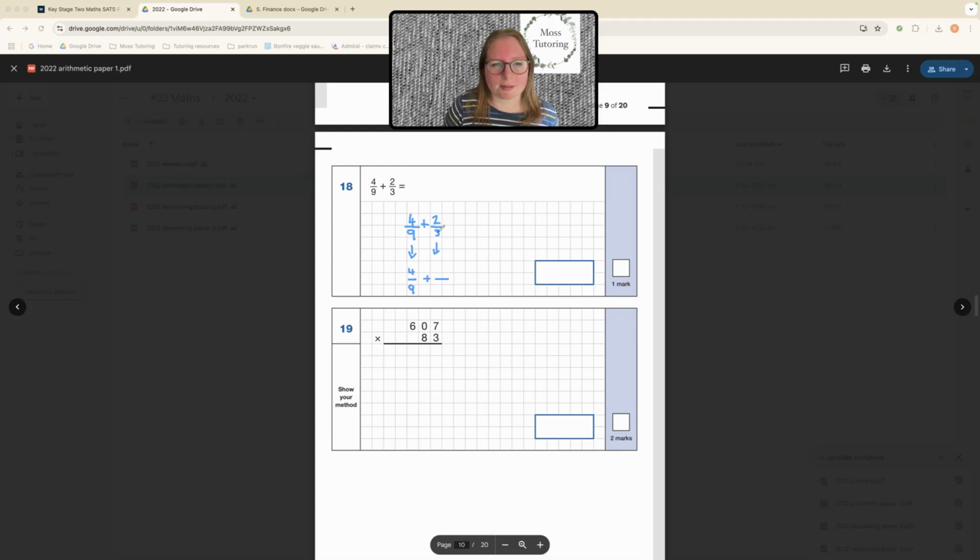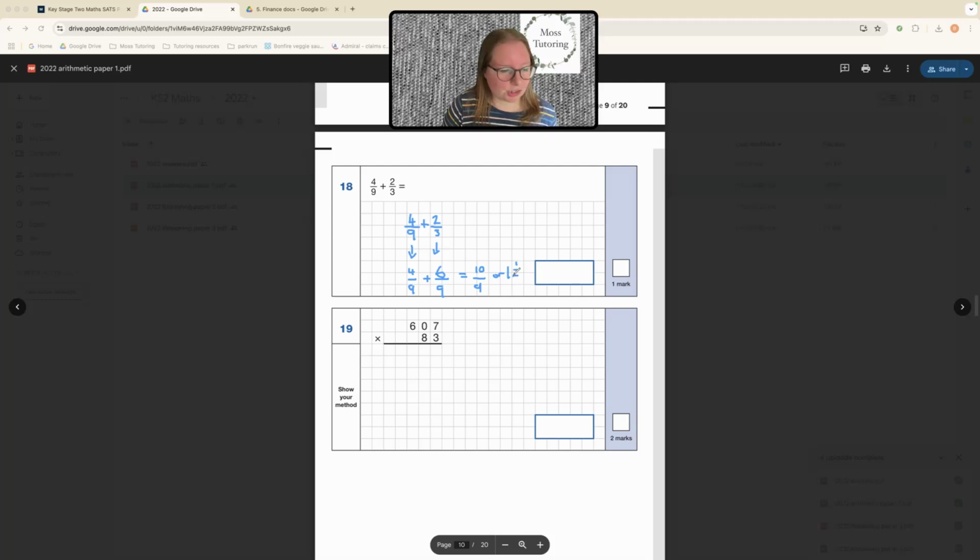So 2/3 in ninths, so 3 goes into 9 3 times to make 9. So 3 times 2 is 6. So that would make 10/9, or 1 and 1/9.